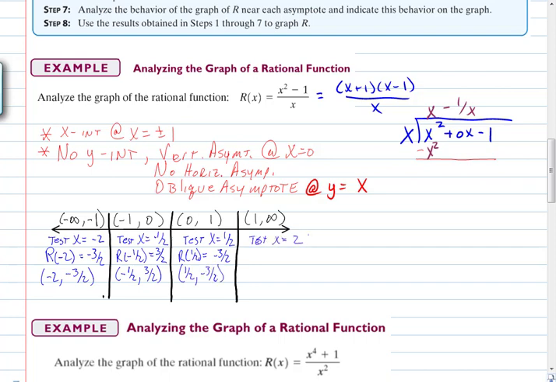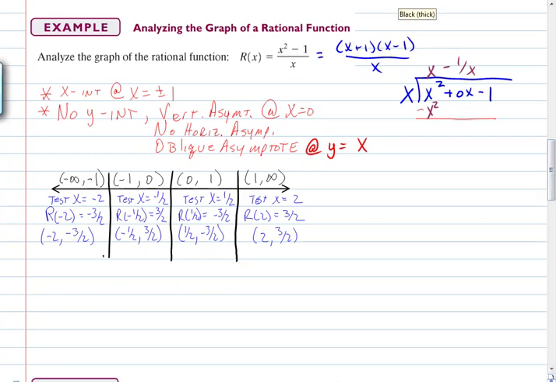2 works, 2 million works as well, but r of 2 is easier to find. r of 2 is 3/2. So we have the point (2, 3/2) on the graph. So now we're ready to take some information that we have, put it together, and graph the function, I believe. We're ready for that. Here's our graph.